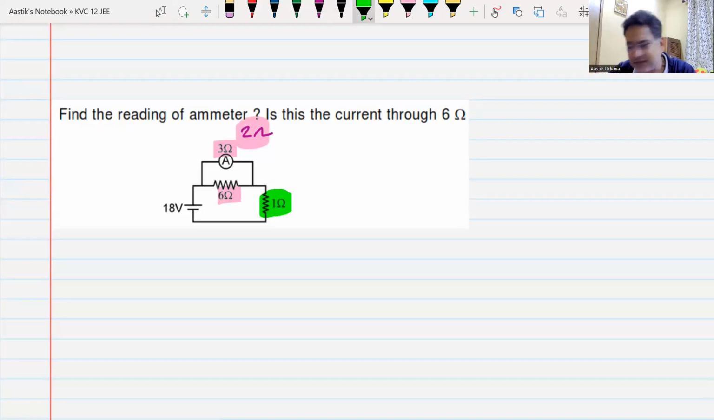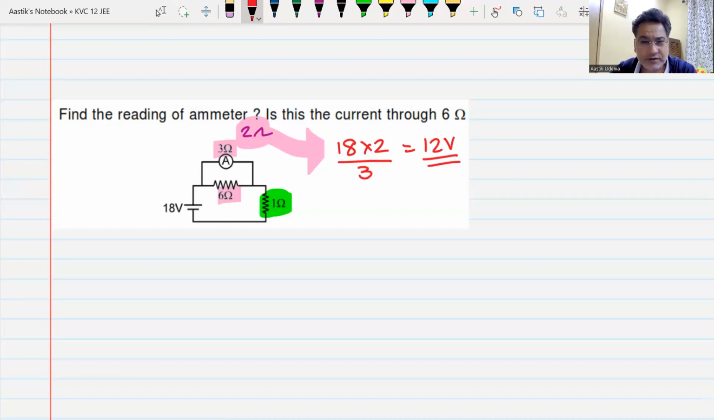Now the effective resistance is this one is 2 and this one is 1. Instead of finding out the current, I can find the voltage drop. What is the voltage drop across this one? The voltage drop across this one will be 18 into 2 divided by 2 plus 1, 3. So that will be equal to 12 volts. The voltage drop across the combination is 12 volt. So I can find out the current through this 6 ohm branch. The current through this 6 ohm branch will be 12 divided by 6. So this will be 2 amperes. The current through the upper branch will be 12 divided by 3. That will be 4 amperes.